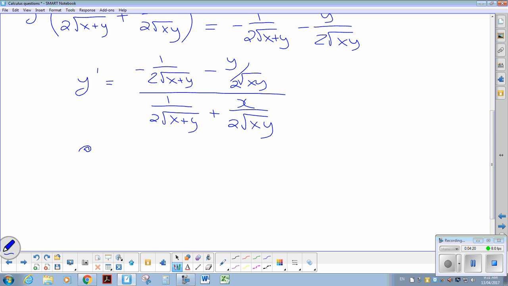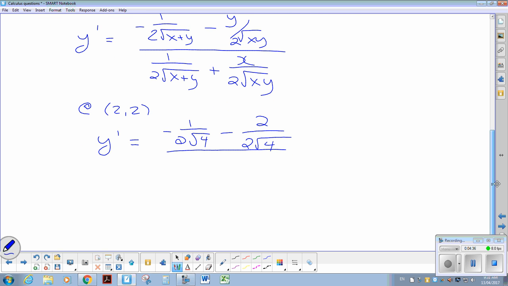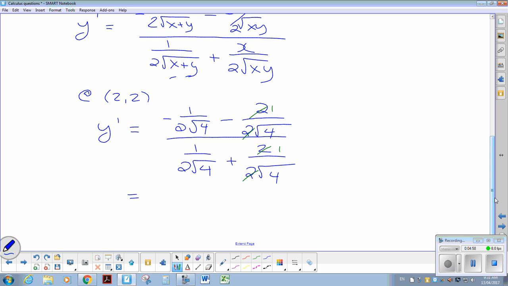So at (2, 2), y prime would equal negative 1 over 2 times the square root of 2 plus 2, which is 4, minus 2 over 2 times the square root of 2 times 2, which is 4, divided by 1 over 2 times the square root of 2 plus 2, so x plus y, plus 2 over 2 times the square root of 4. This looks like it was set up pretty nice for us because there's a lot of 2's here. So simple parts, those will cancel, those will cancel. So we end up with square root of 4 is 2.